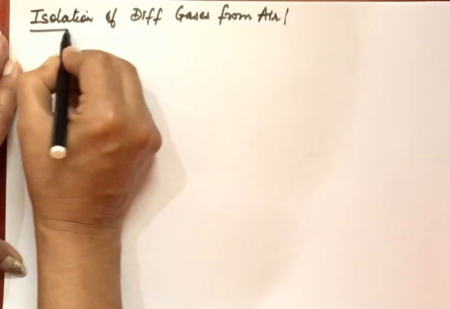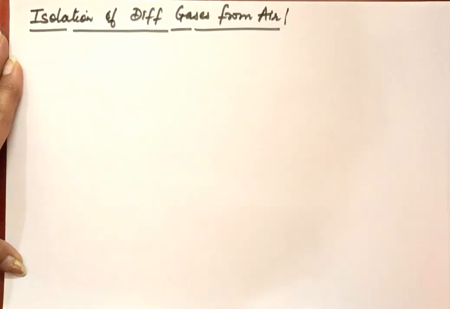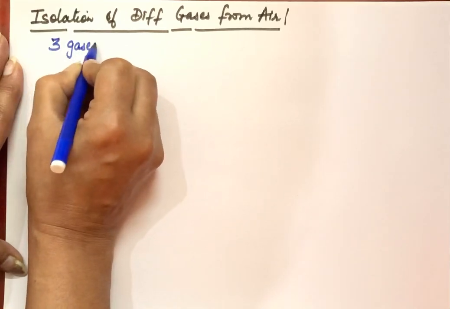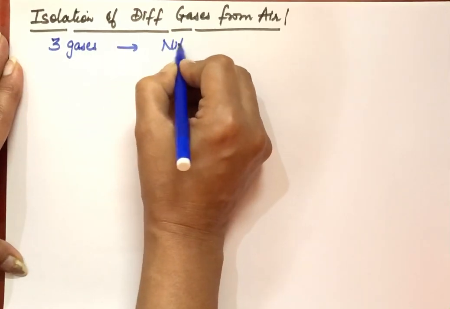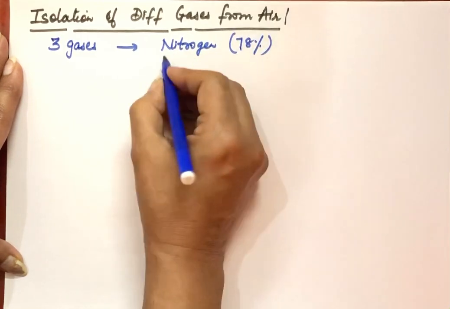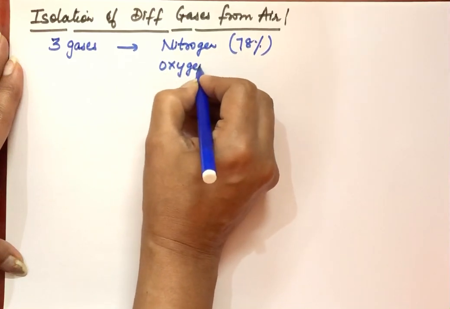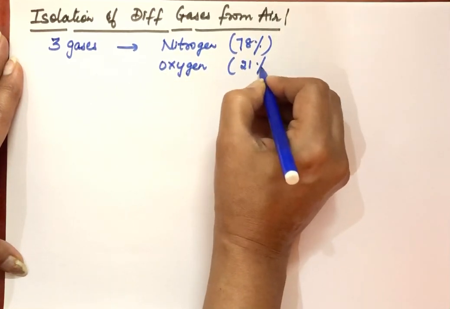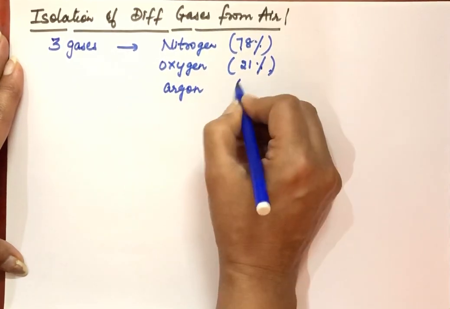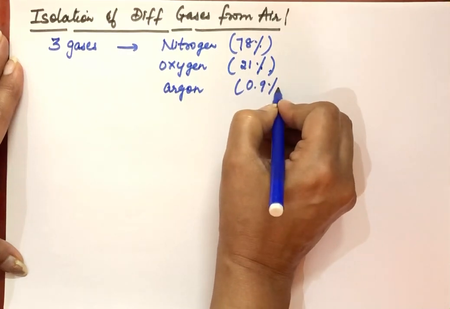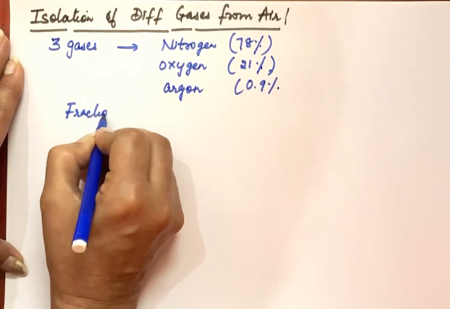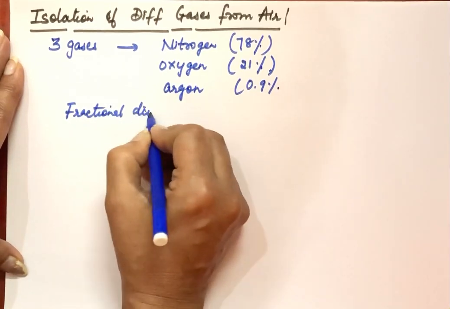We know air is a homogeneous mixture of different gases. Mainly there are three gases present in air: nitrogen, which is approximately 78% by volume of air; then oxygen, approximately 21% by volume of air; and then a noble gas, argon, which is 0.9% by volume of air. All these we can separate with the help of the fractional distillation method of liquefied air.